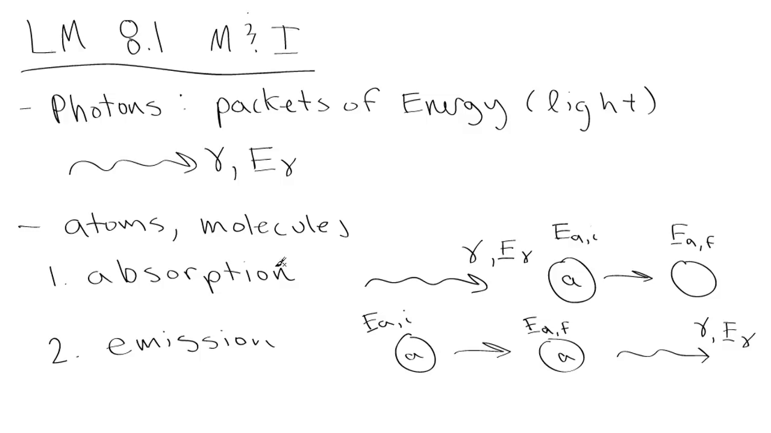So we can look at what the energy principle says for these two cases. So first, if we imagine absorption, again with our photon with energy E gamma, an atom A, and finally the atom which had an energy initial now has an energy final. Then what does the energy principle say?